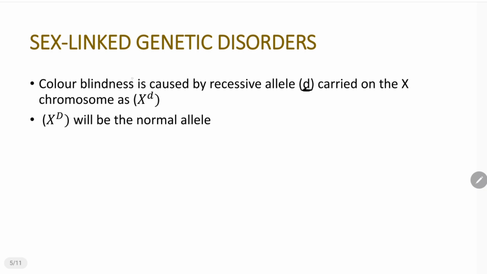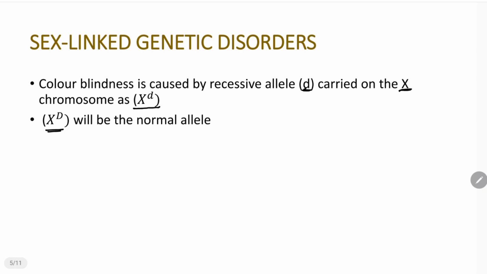Now, since color blindness is a sex-linked genetic disorder, it tells me that the allele that causes color blindness is also carried on the X chromosome. So how is this d that causes color blindness carried on the X chromosome? It is carried as X to the exponent of small letter d. We know that this is the allele that is going to cause color blindness, because we said that color blindness is caused by the allele small letter d. And therefore, the allele that is normal will be X, representing the X chromosome, to the exponent of capital letter D. That will be our normal allele.